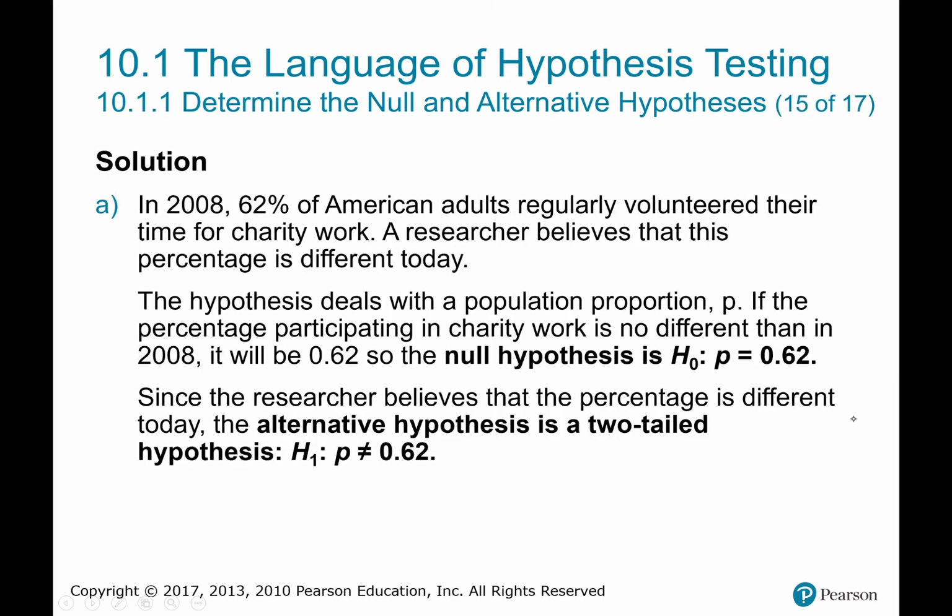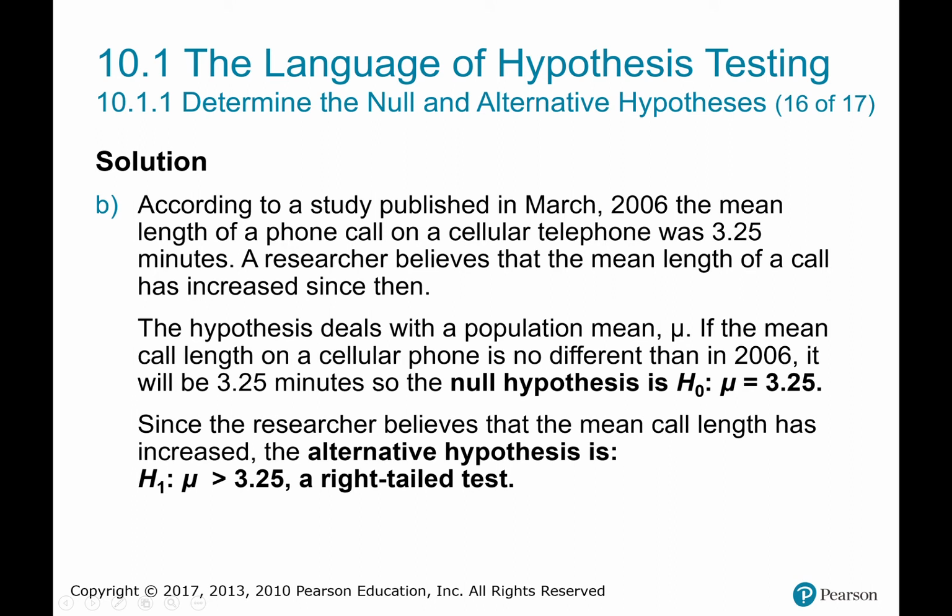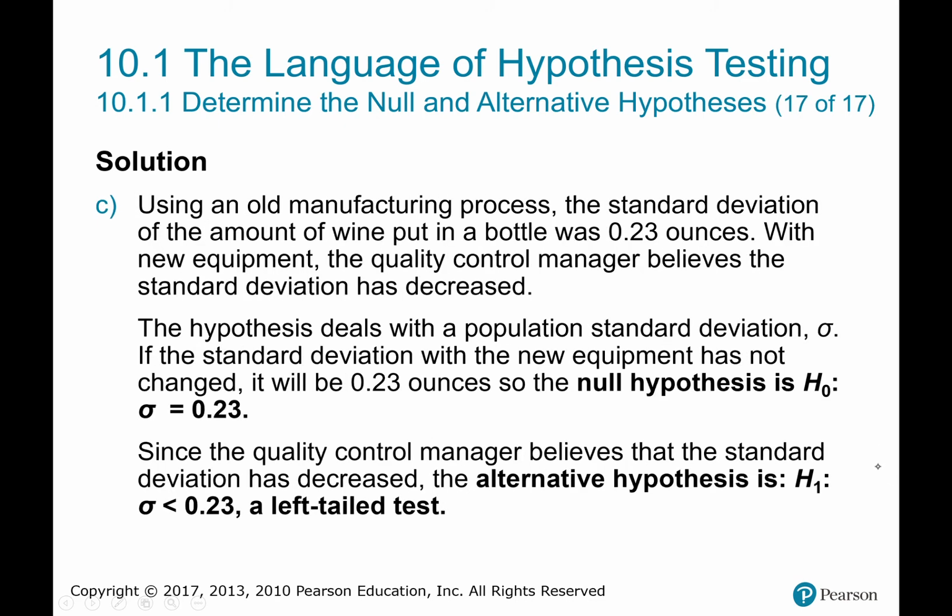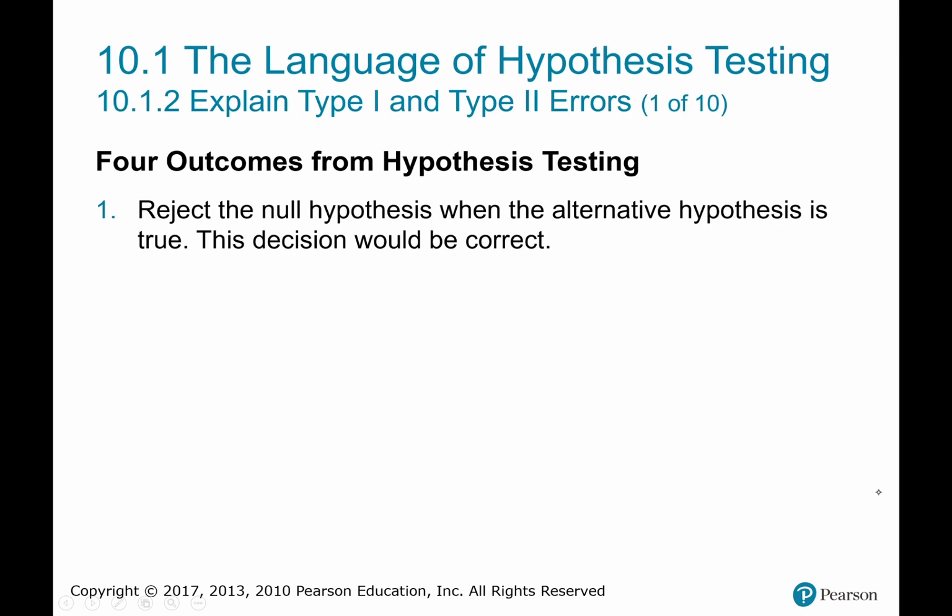So they actually did a little bit more of the work. You can pause it if you want to see it. I talked about this a little bit before. H naught: p is equal to 0.62; p is not equal to 0.62. H naught: mu is equal to 3.5; mu is greater than 3.5 for the alternative. That's what they said in the statement. And then finally, sigma is equal to 0.23 or sigma is less than 0.23, and you get left-tailed.